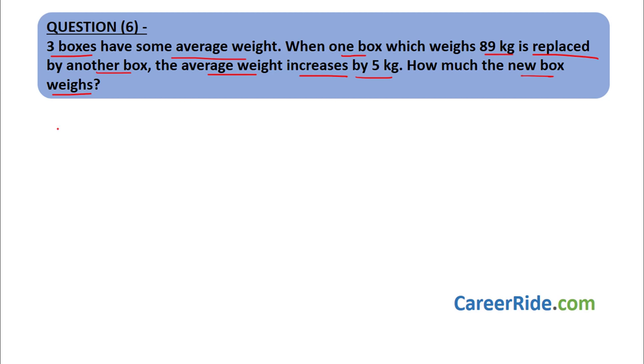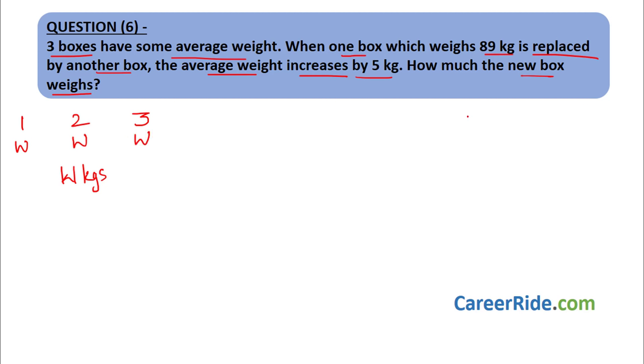Okay. Now, let's take a small example to explain what the sum is saying. Let us assume that there are three boxes, 1, 2 and 3. And let us assume that the average weight of these three boxes is W kgs. So, what does this mean? If the average weight of three boxes is W kgs, that means each box weight must be W, W and W, right? W kg, W kg, W kg.